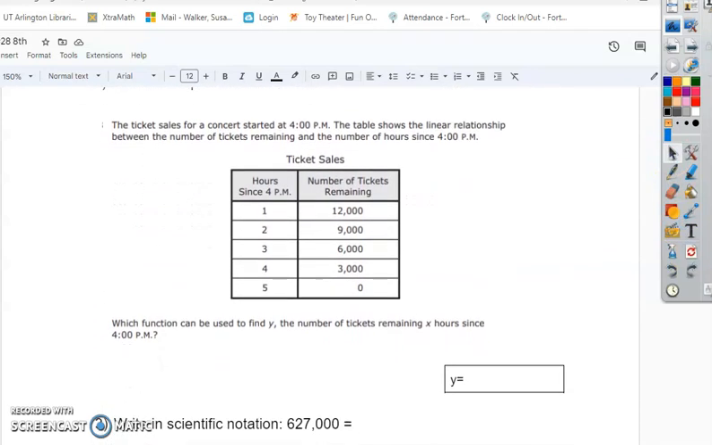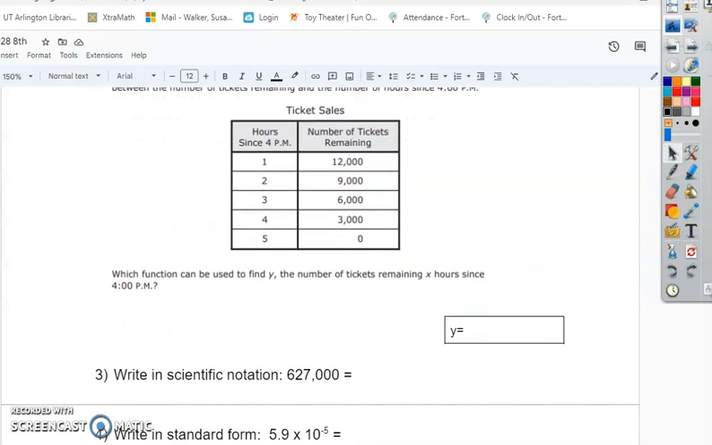Number two, what is the equation of the linear function, okay? Again, you can tell, hopefully this comes from STAR by the writing. The ticket sales for a concert started at 4 p.m. The table shows the linear relationship, so I already know it's y equals mx plus b, possibly y equals kx. I already know it's not y equals kx. I'm not going to even put it because I can tell this is going down. So if I put 0 here, it's not going to be 0 there, okay? So please, delta y over delta x. Be careful with your slope, the sign of the slope. Okay.